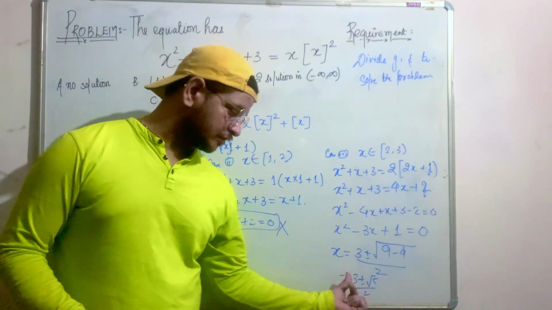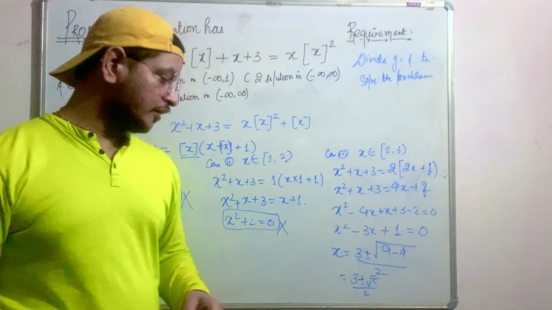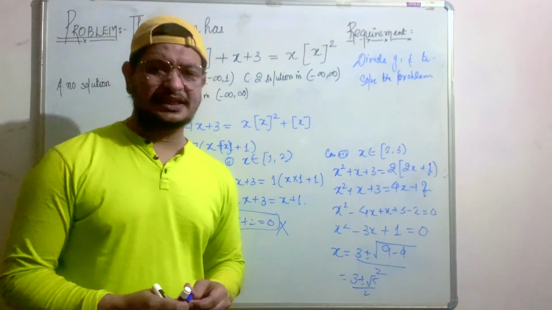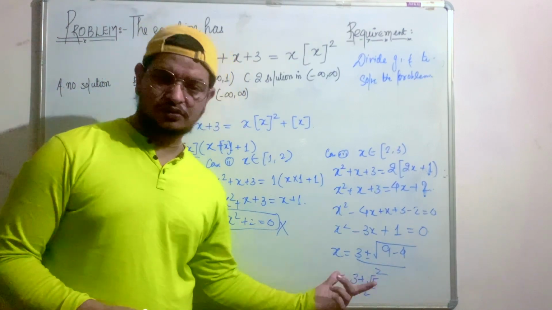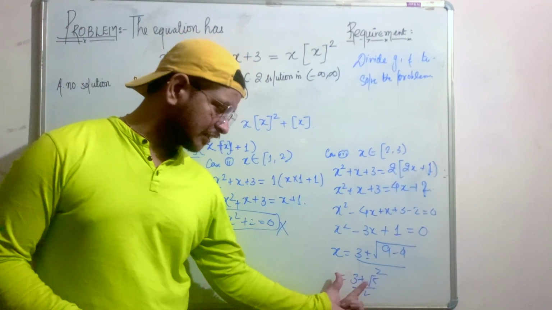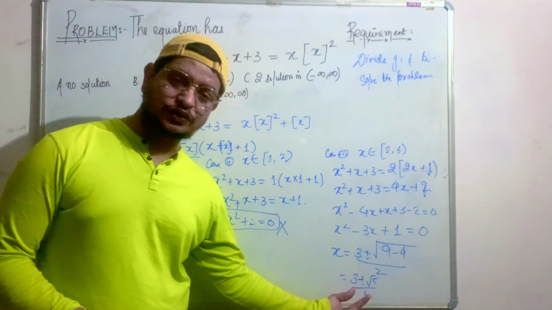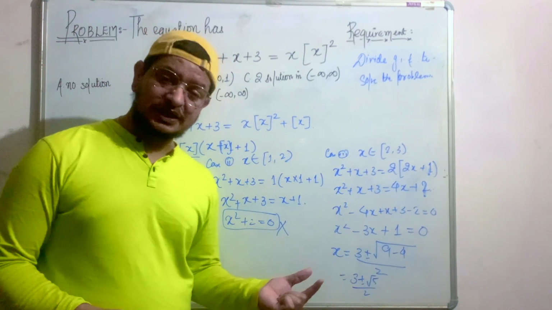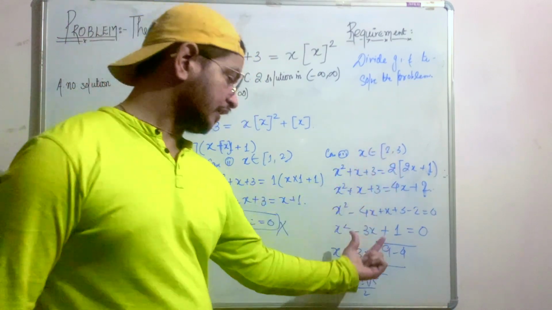Now let's understand this. Since x is between 2 and 3, if I write 3 minus root 5, root 5 is greater than 2 and less than 3. If I subtract it, you will get a lesser value between 1 and 2, which means if I divide by 2, this value will be between 0 and 1. So x belongs to 2 to 3 is given, so that is not possible.